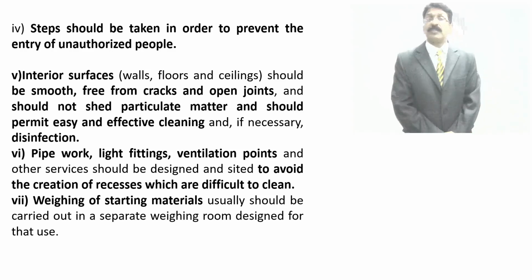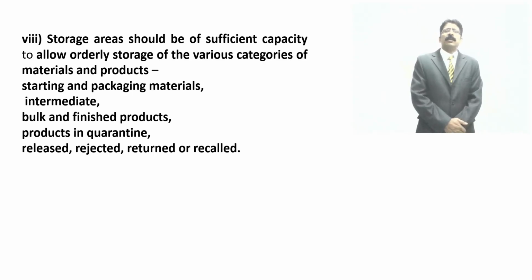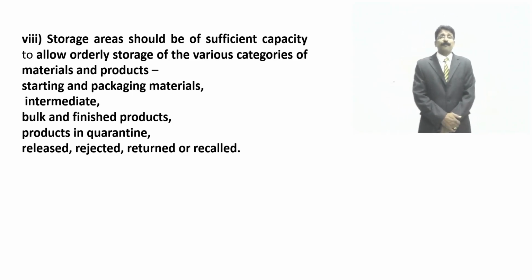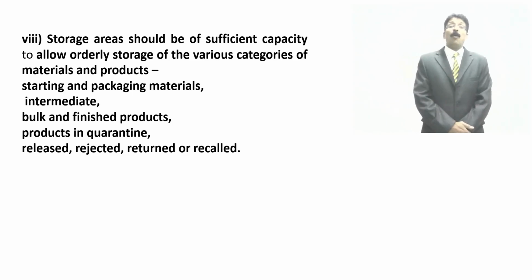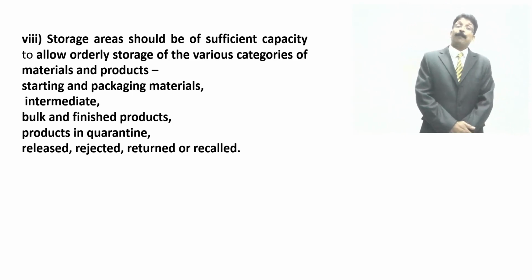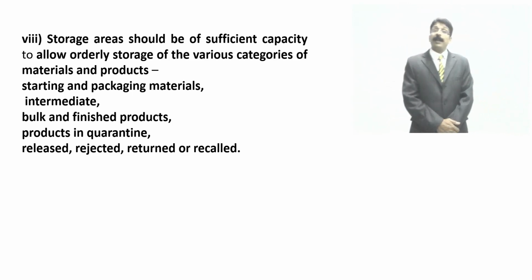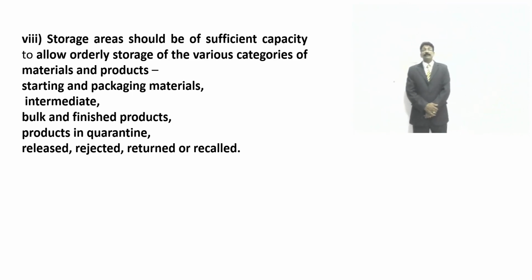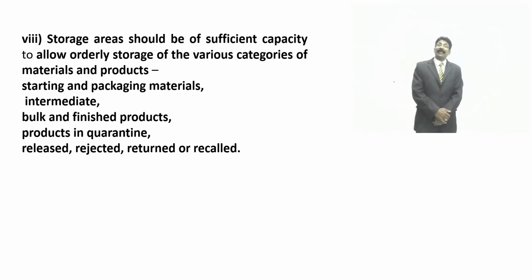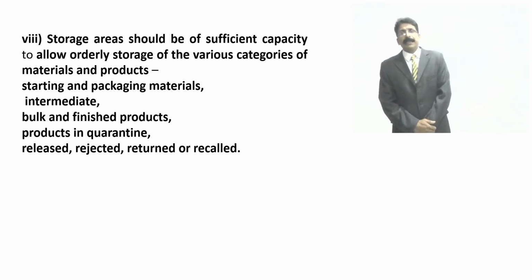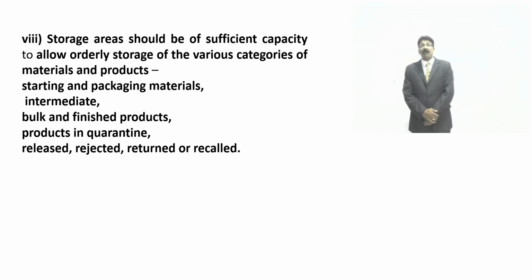So this all comes in the maintenance. And the eighth one, in the maintenance itself, the storage area where you are storing the finished product should have sufficient capacity and allow orderly storage of the various categories of materials and products: starting and packing material separately, intermediate products separately, bulk and finished products separately, products which have to be quarantined separately, released drugs separately, rejected drugs separately, and returned and recalled drugs separately.